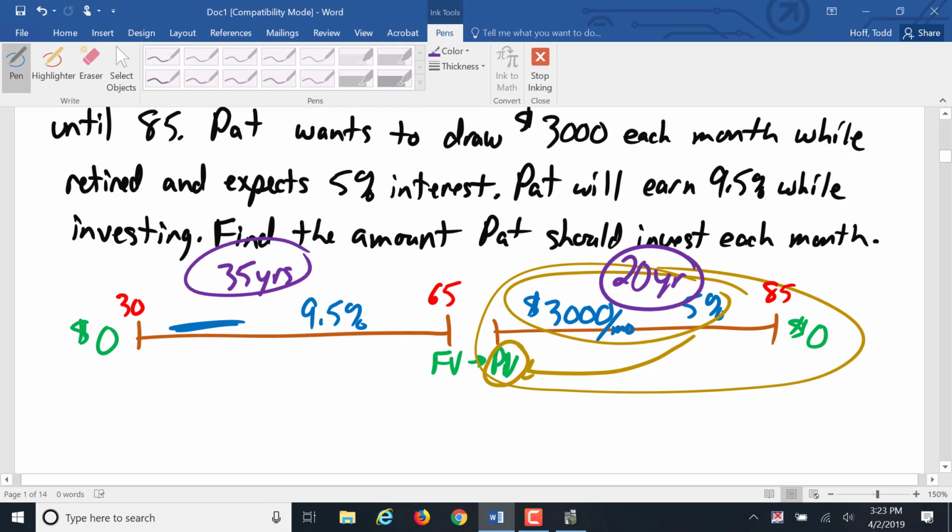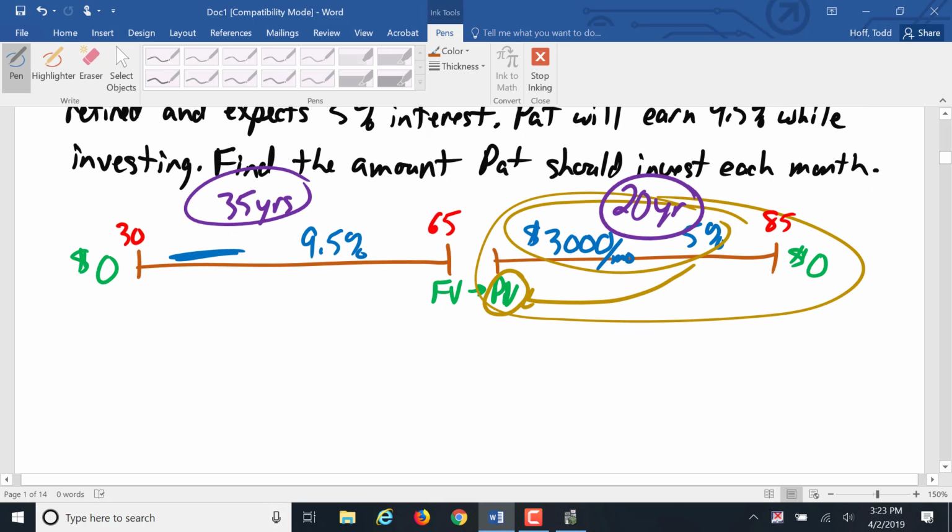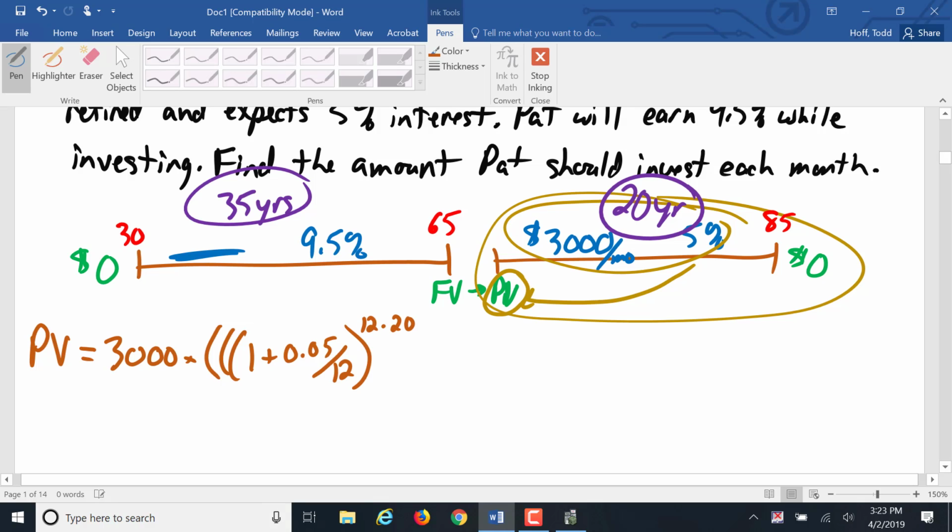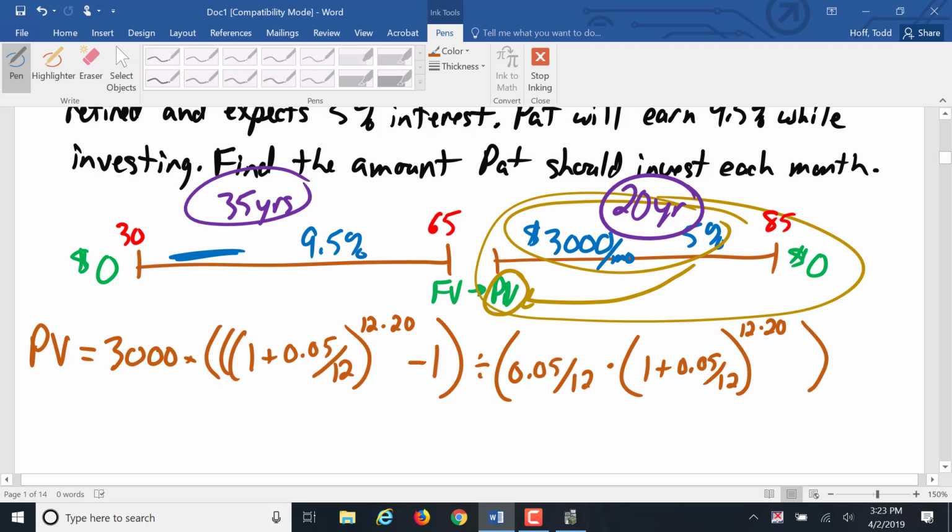So let's set up our formulas here. We are looking at the liquidation phase first. So I want to find that required present value. It's $3,000 per month times, open, 1 minus, open, 1 plus that rate, 5%, so 0.05, it is monthly so divided by 12, close, to the power of negative 12 times those 20 years, close, divided by, open, 0.05 divided by 12, close, and close.